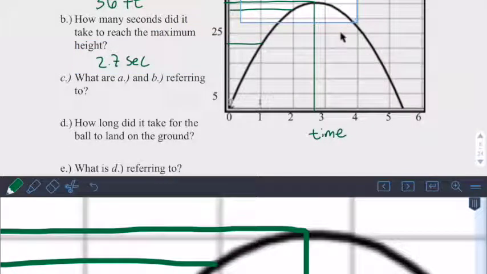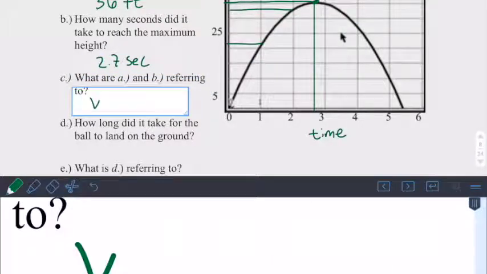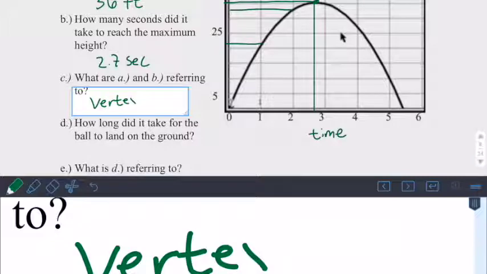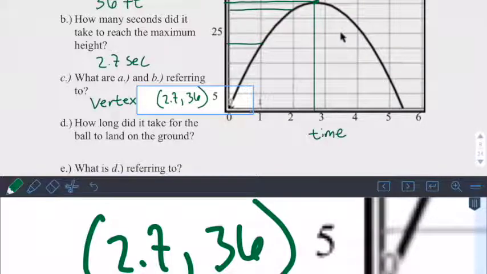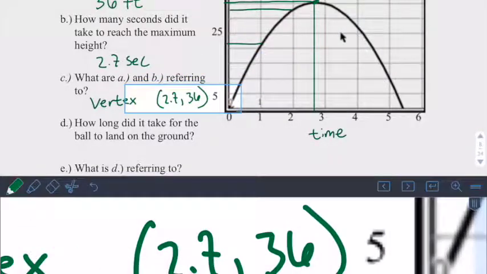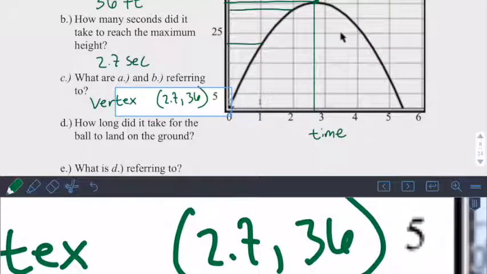And you can see that this maximum height, and see, what were we referring to? This is the vertex. Remember that from earlier? So we would say the vertex is (2.7, 36). Okay, the maximum's 36, but where the maximum occurs is 2.7.